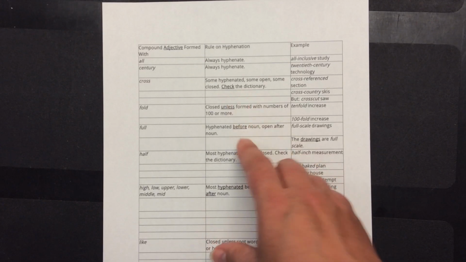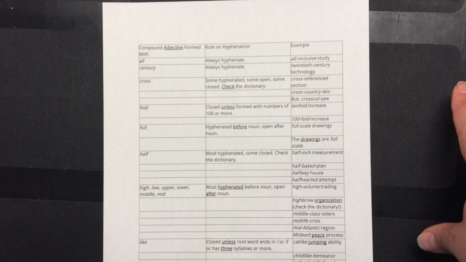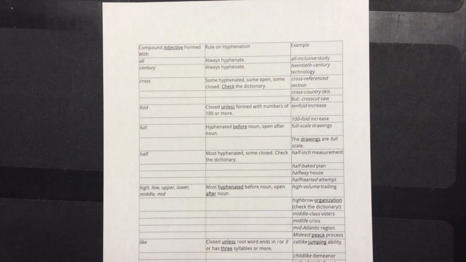So in summary, three options: hyphenated, open, closed, and if you're not sure, and it matters, you just need to do the check to see whether or not you're spelling it with a hyphen, open, or closed. All right, that's a short and sweet topic for us.